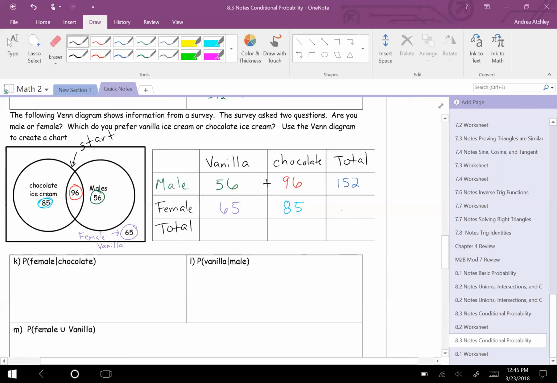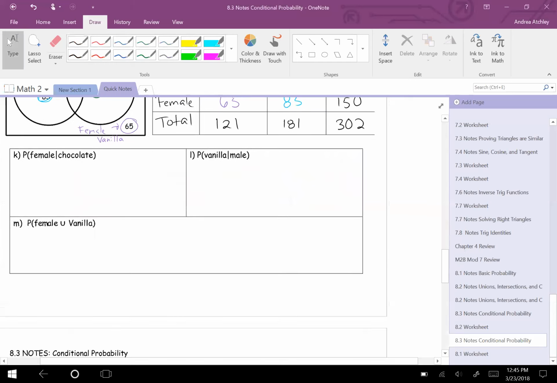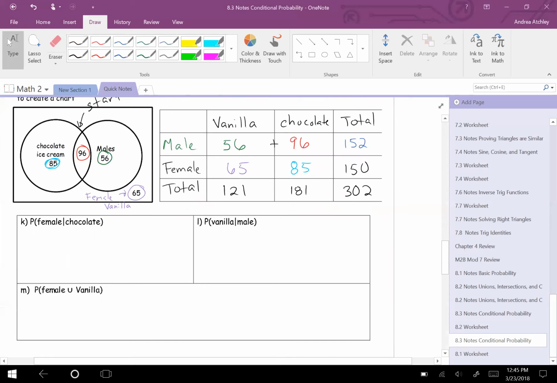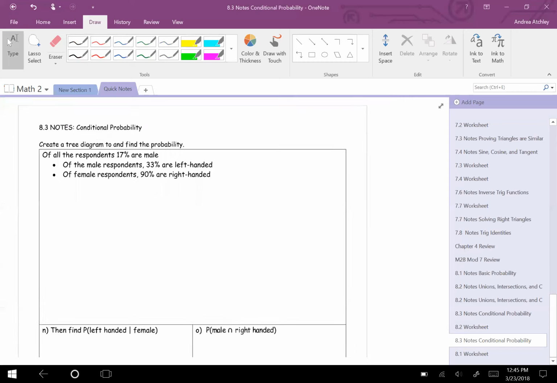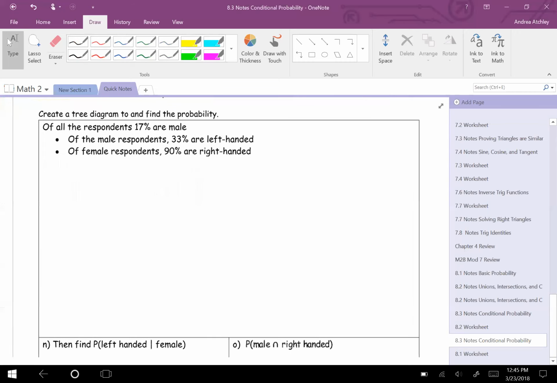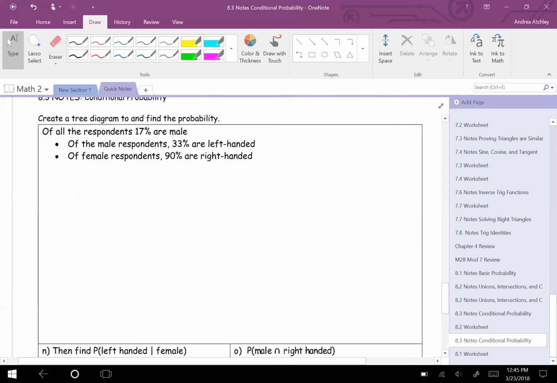So we can add up and get all these totals. This is 150 here. This is 302. This is 181. And this is 121. Any questions over that? All good? Okay, we're going to skip these because we've already gone over those probabilities. It's just going to be using these numbers. We need to go back to the back and do a tree diagram. So let's teach you how to use a tree diagram.